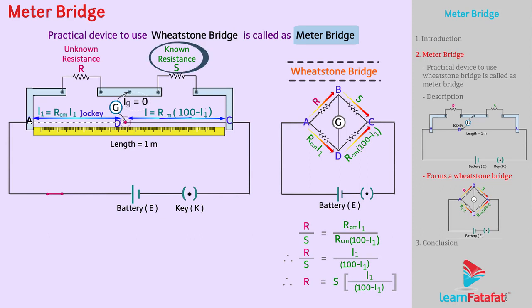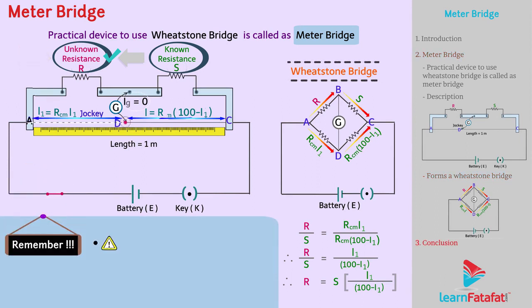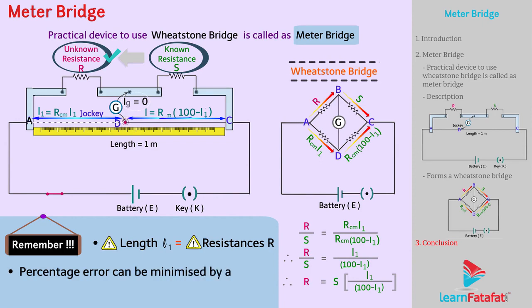For a known value of S, it is possible to find the unknown resistance R. We can put different resistances in place of S and calculate R. Remember, an error in length L1 leads to an error in R. The percentage error can be minimized by adjusting the balance point to about 50 cm.